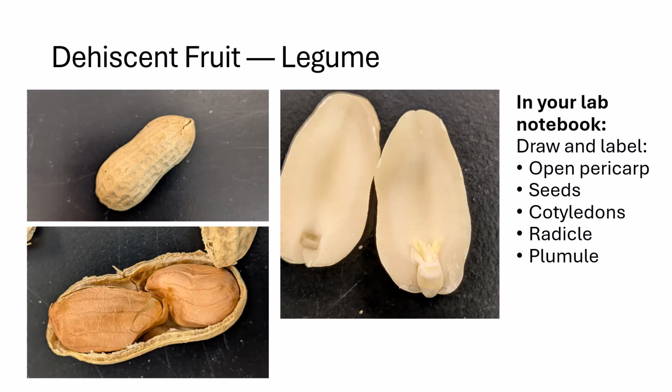In the right photo, one seed is separated into halves. These halves are the cotyledons. Inside the seed, you should be able to identify the radicle and plumule, which are parts of the embryo. In your notebook, draw the open pericarp and seeds and label the structures you recognize.